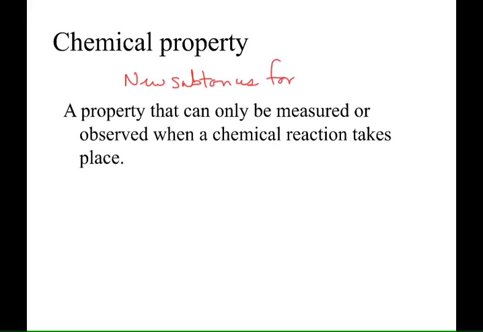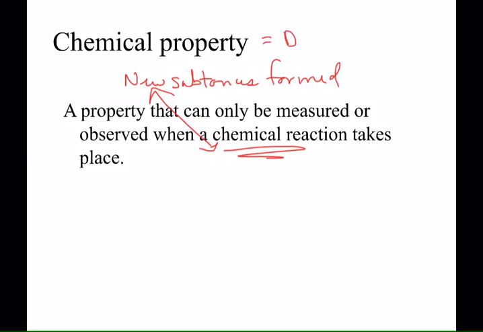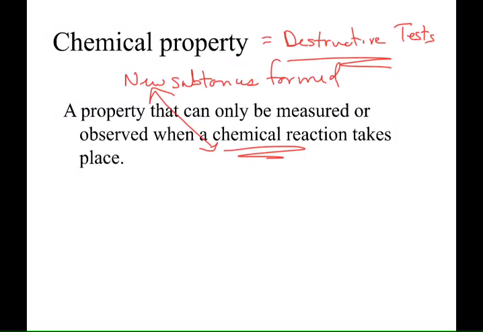Now I know down here I say a chemical reaction occurs, and it's the same thing. Actually, new substances formed and a chemical reaction occurring is the same thing. So chemical properties are destructive tests. I used to work in an environmental lab, and when we sent away a sample for testing to find the properties of that water or soil sample, the lab receiving it would make sure to do the physical properties first, non-destructive, and then the chemical properties in general.